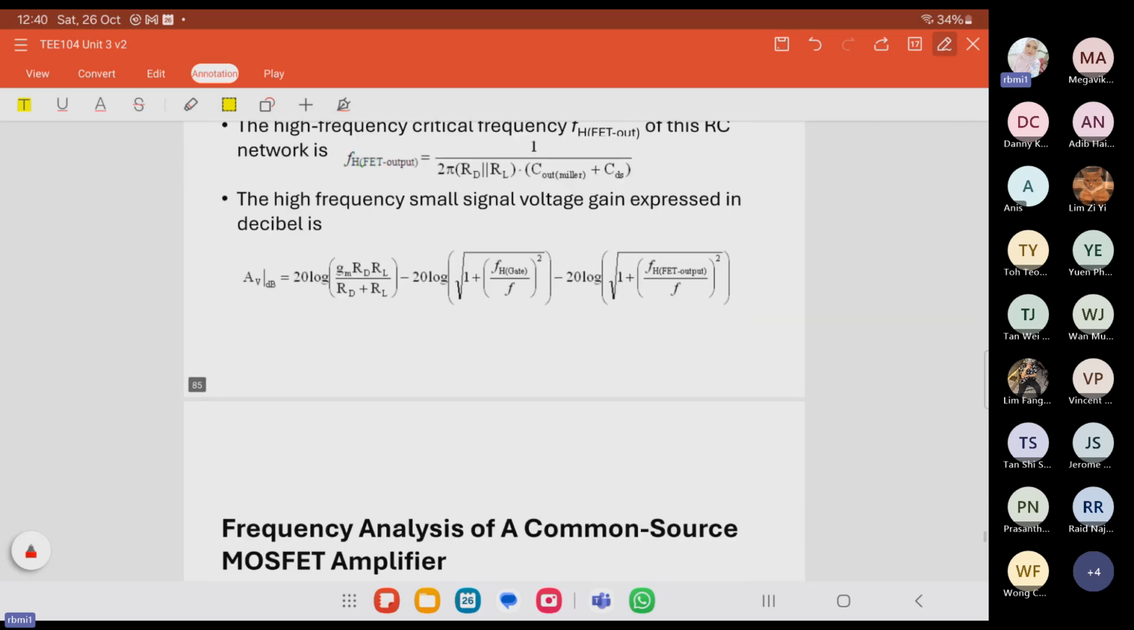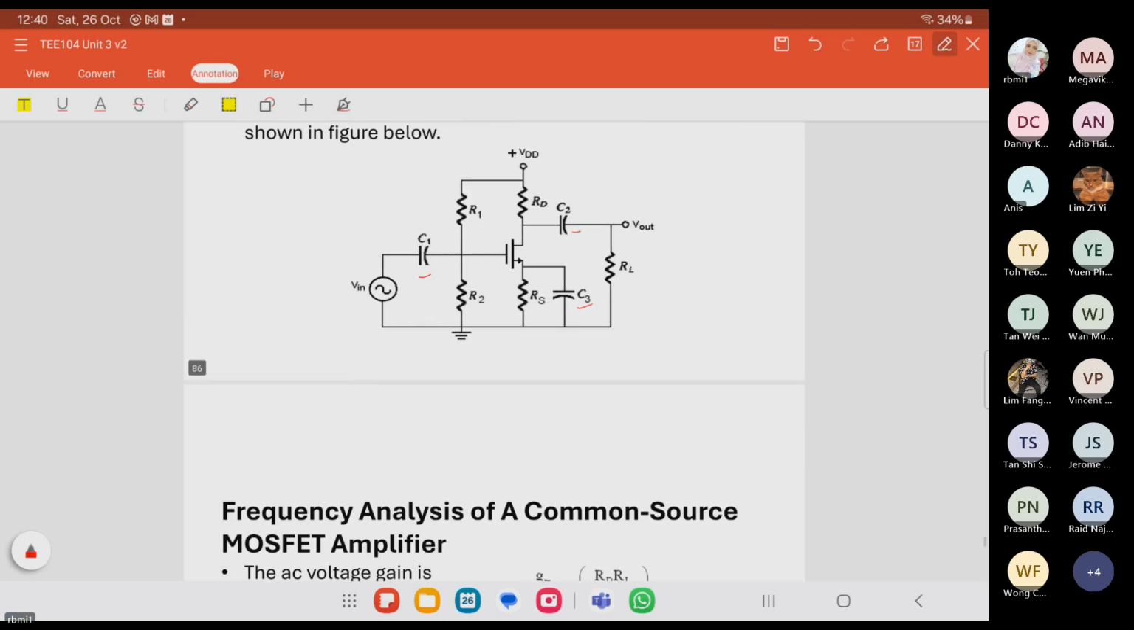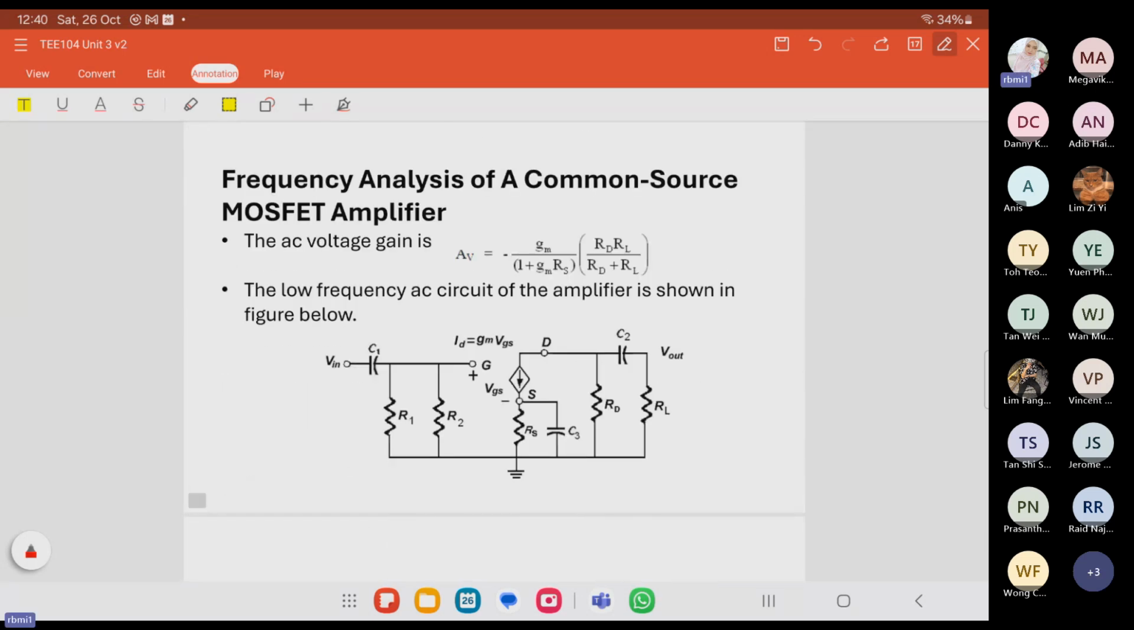I want to show one more circuit. Okay, this is a common source MOSFET amplifier circuit, a small signal amplifier with C1, C2 and C3. This is for low frequency. Here is the AC circuit of the amplifier, with the assumption that the gate resistance R gate is very large, so we can treat it as open. And this is the voltage gain expression for mid-range frequency AC voltage gain, with RD and RL in parallel.